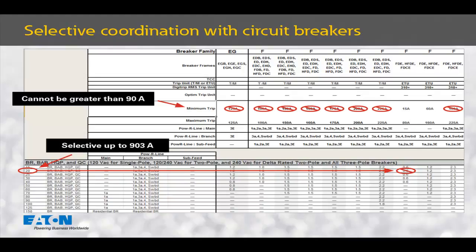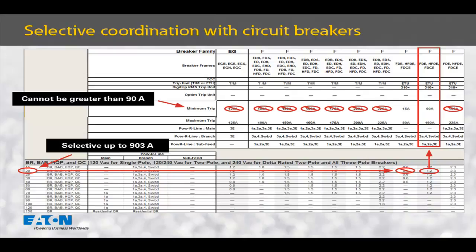This is not acceptable. It does not exceed 903 amps. The second circuit breaker is the 160 amp F-frame device with an electronic trip unit that can be adjusted down to 60 amps. This pair selectively coordinates up to 1200 amps, and it exceeds the 903 amps necessary, so it's a good selection.